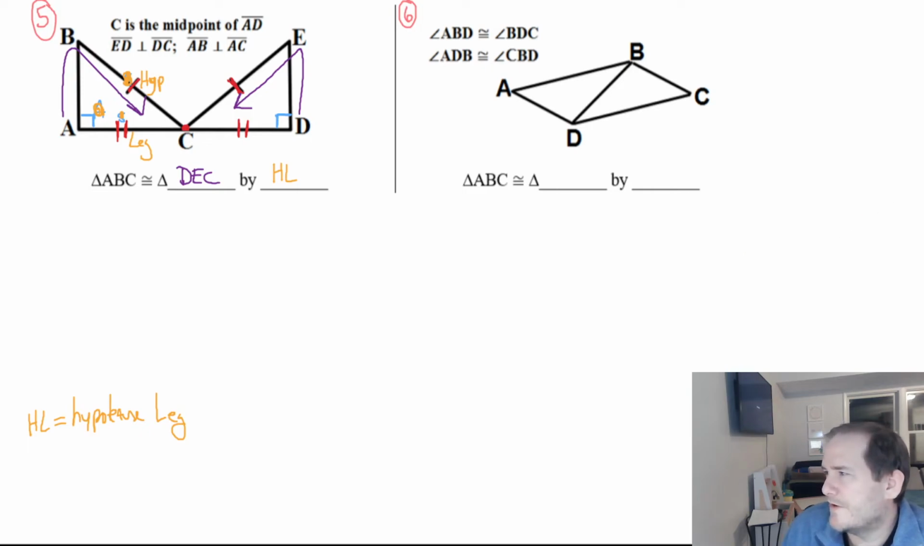For number 6, we've got a couple of givens that you just have to read carefully. It says ABD. So starting at A to B to D, that's this angle here. And that one's congruent to BDC. So from B to D to C, that's this angle here. And those guys are congruent. Then it says ADB. Well, from A to D to B is this sort of obtuse angle here. Put a double slash on that. And CBD. So CBD is this angle here.